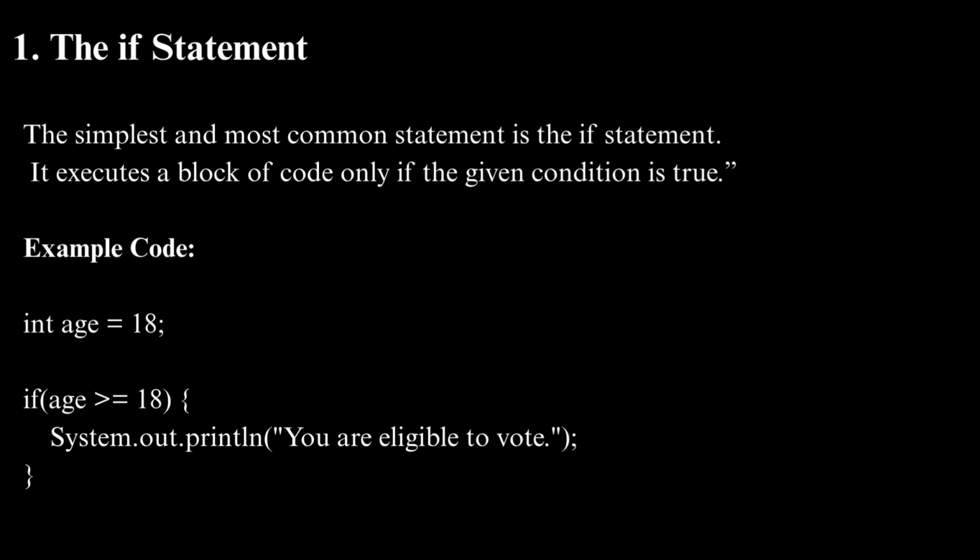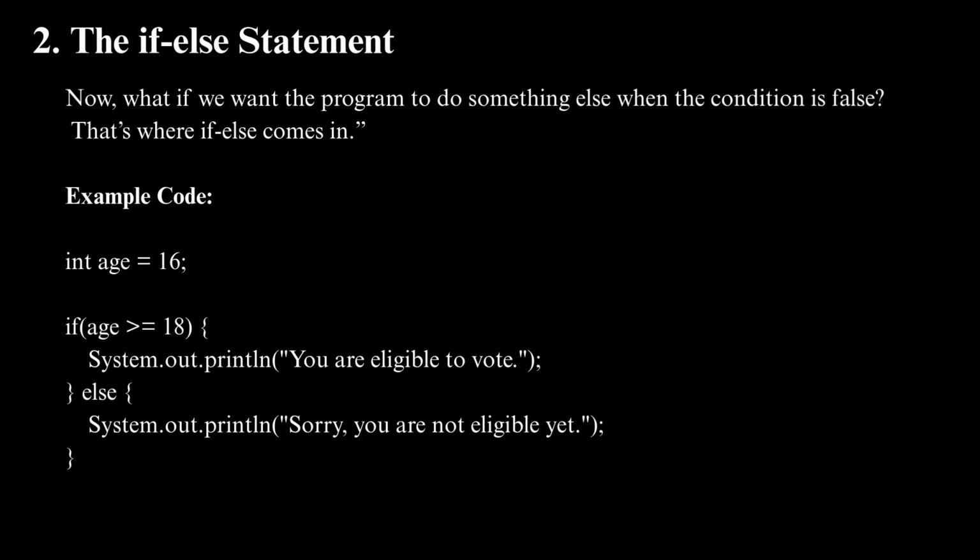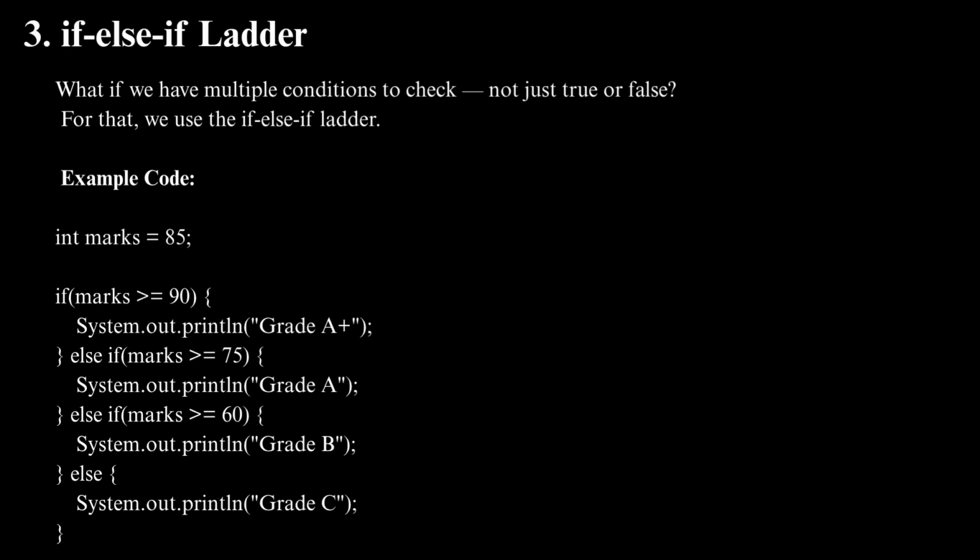Next is the if-else statement. Now, what if we want the program to do something else when the condition is false? That's where if-else comes in. For example, this time Java checks the condition, and since 16 is not greater than or equal to 18, it goes to the else part. So it prints, "Sorry, you are not eligible yet." Simple decision making.